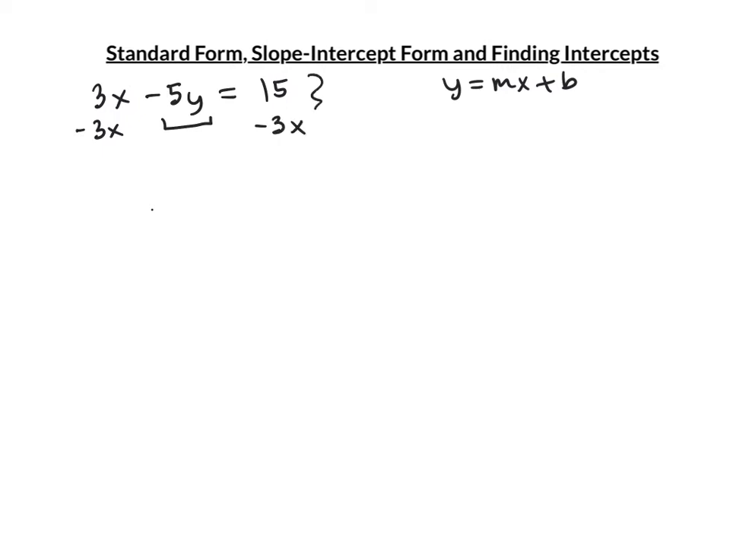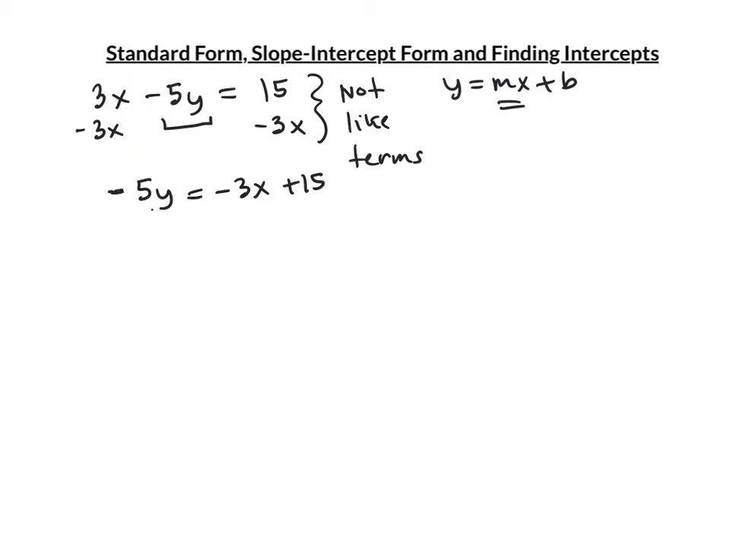Now let me point out, these are not like terms. You can't subtract them. We're headed for mx plus b. That means we're going to put the x in front, and it's going to be negative 3x plus 15. And you can't simplify that.